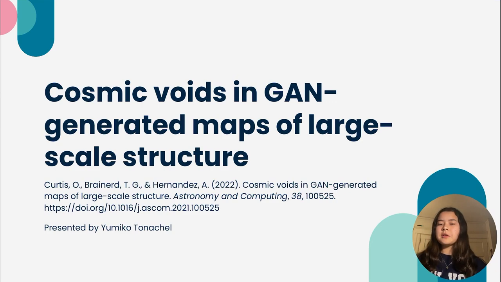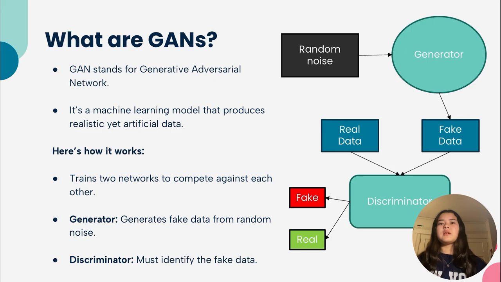Hi, my name is Yumiko Tanashell, and I completed my journal article project on cosmic voids and GAN-generated maps of large-scale structure. So GAN stands for Generative Adversarial Network. It's a machine learning model that creates new data that resembles real data.